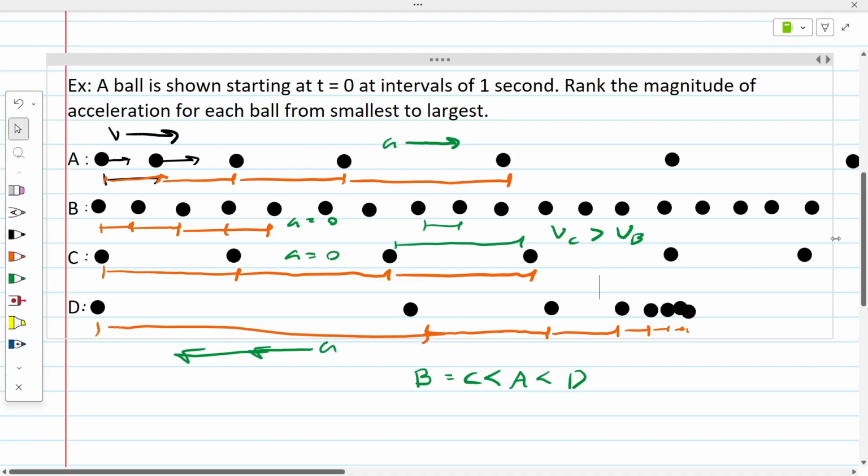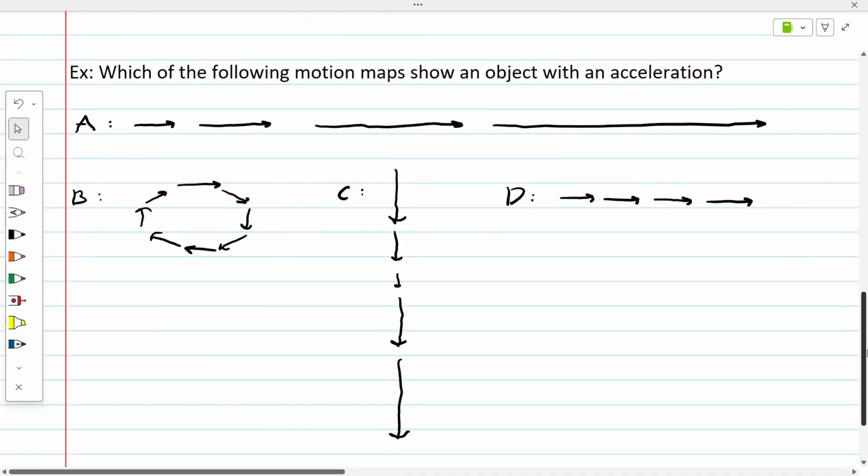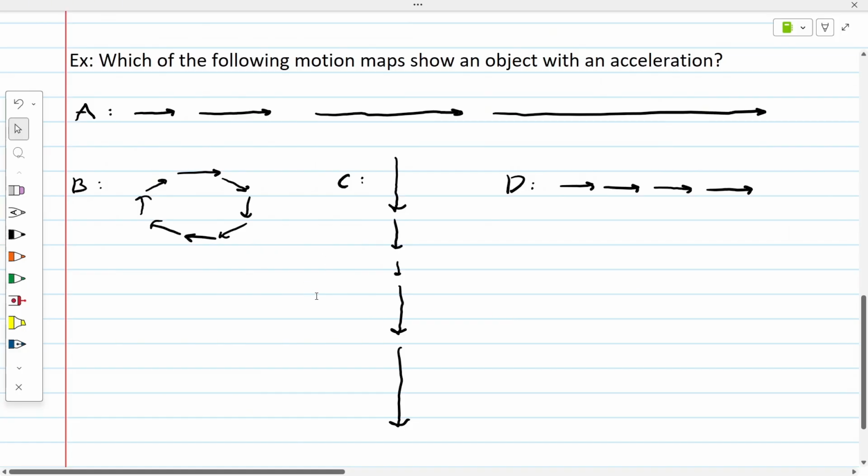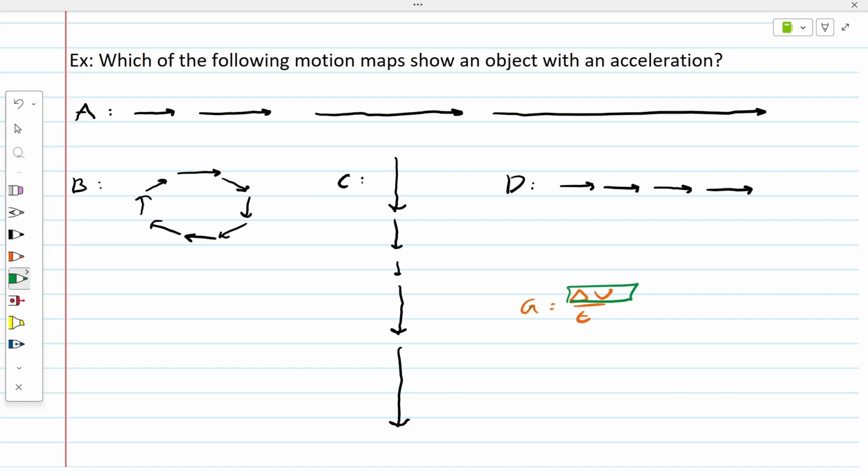So let's look at one final example here. Which of the following motion maps show an object in acceleration? Let's think back to the definition of acceleration, right? We know acceleration is equal to the change in velocity over time. So there must be some change in velocity. This is the most important aspect of acceleration. There has to be a change in velocity, which means either the magnitude or the direction has to change.